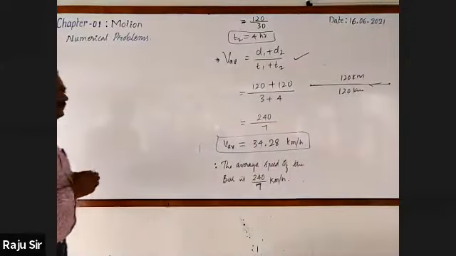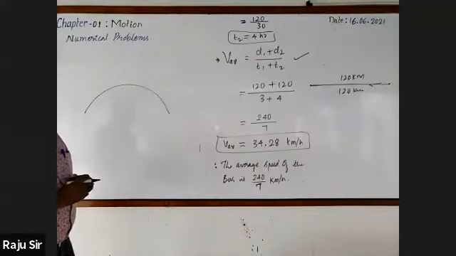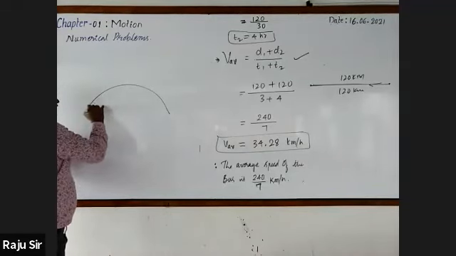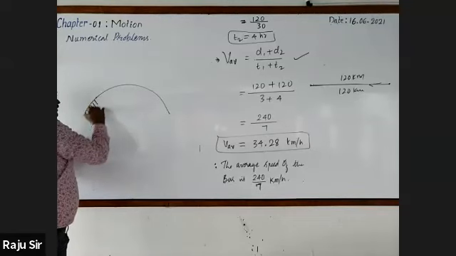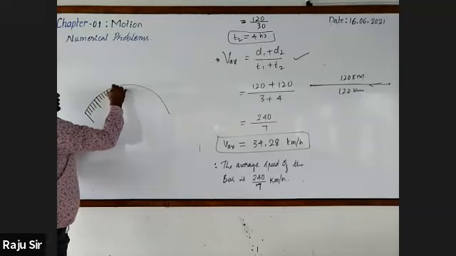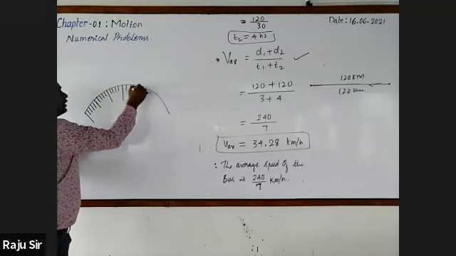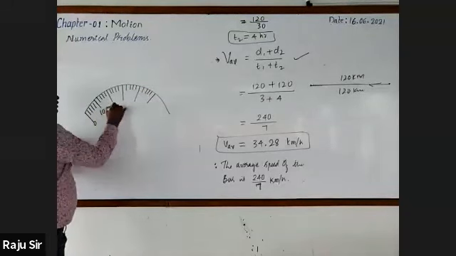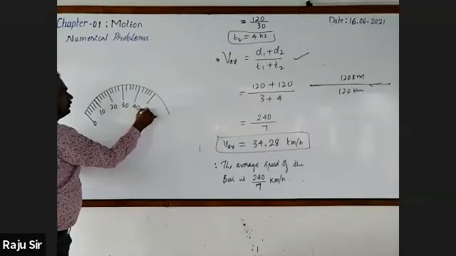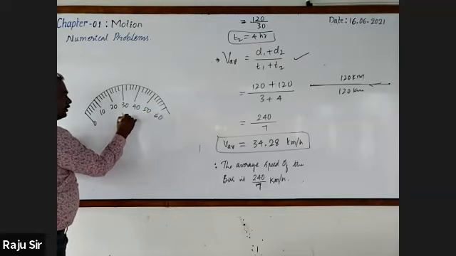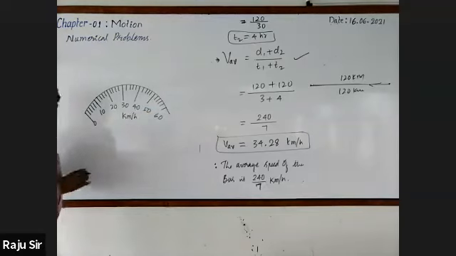Just observe it. This is the scale in a speedometer. Just keep observing, don't copy anything. 0, 10, 20, 30, 40, 50, 60 kilometers per hour. Next.